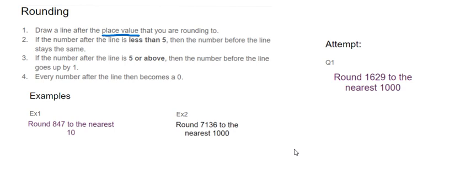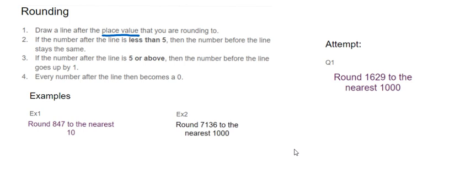If the number after the line is less than 5, then the number before the line stays the same. If the number after the line is 5 or above, then the number before the line goes up by 1. So the number before the line is always going to either go up by 1 or it'll stay the same. Then every number after the line becomes a 0.